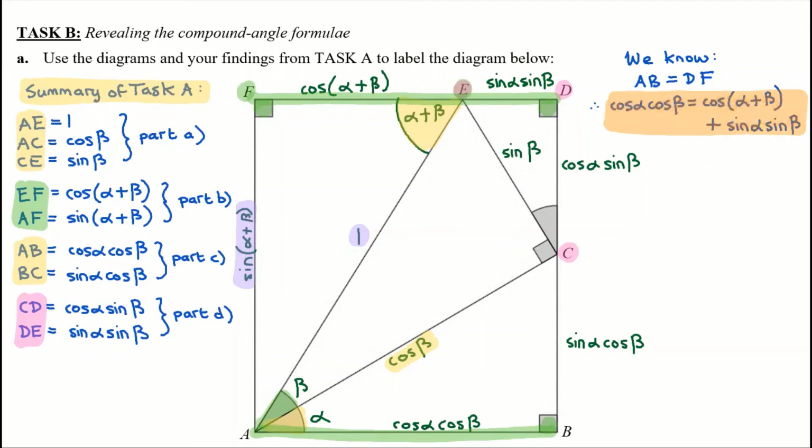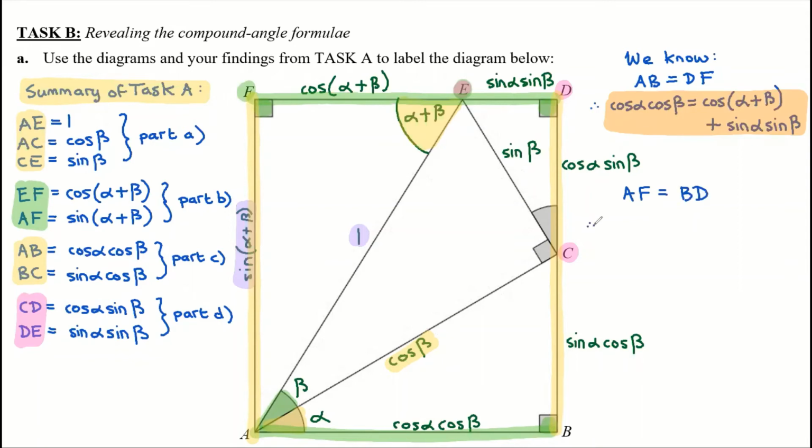Okay. Let's use the same principle with the other straight sides of this rectangle. And what I mean is the vertical side. So we've got AF and BD, they must correspond. Okay, they must be the same length because we have a rectangle. So AF is equal to BD.